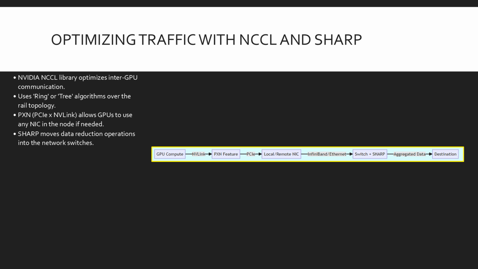This flow shows the software optimization. Compute happens on the GPU. NCCL uses PXN to find the best path to a NIC, even if it's not local. The data enters the network, where switches equipped with SHARP can process data aggregation in flight, the hexagon, reducing the volume of traffic that must arrive at the destination. This synergy of hardware and software is crucial.